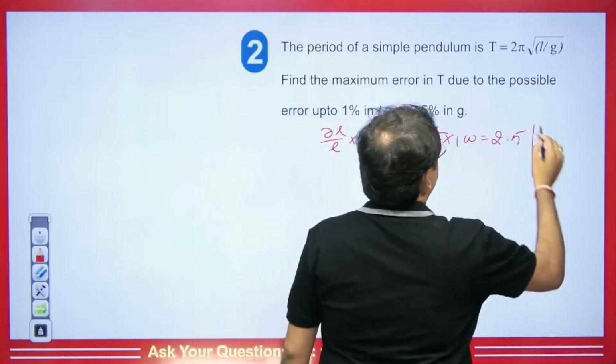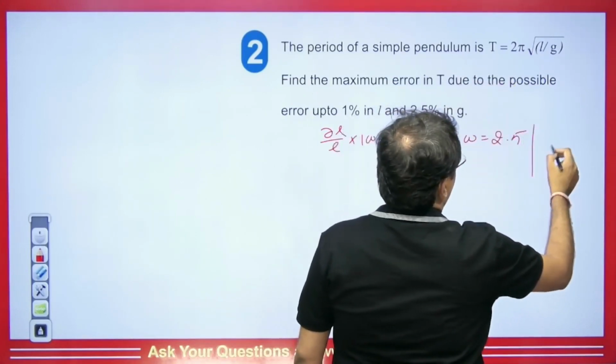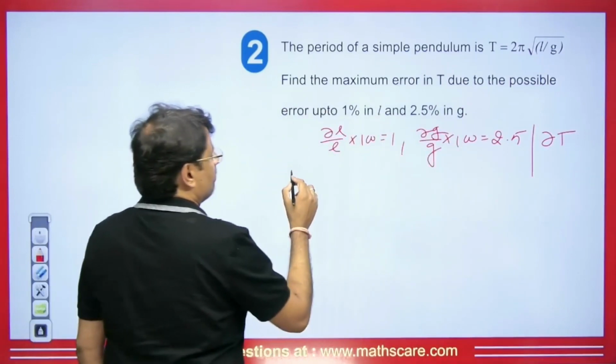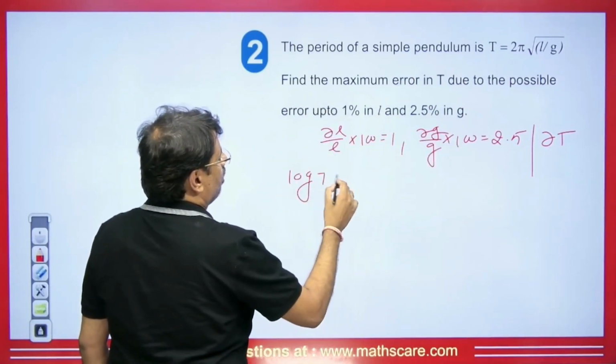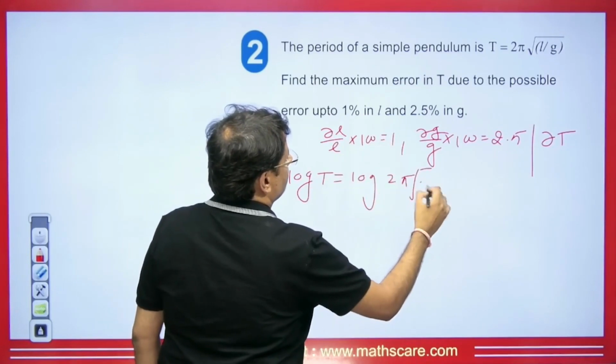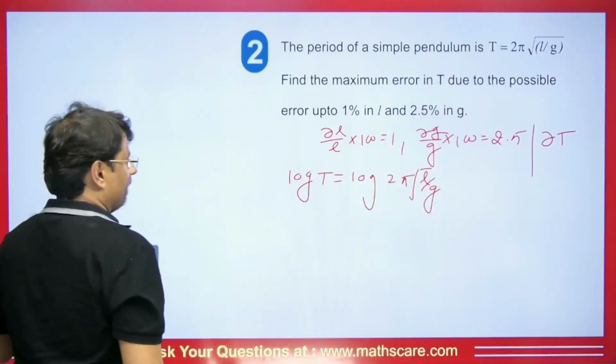You are being asked what is the maximum error here. Find the maximum error in T, right? So you need to find the value of ΔT here. How much will it be? So what we will do is the same on both sides: we will take log in this formula. So log T is equal to log 2π√(L/G). So what we did is we took log on both sides.